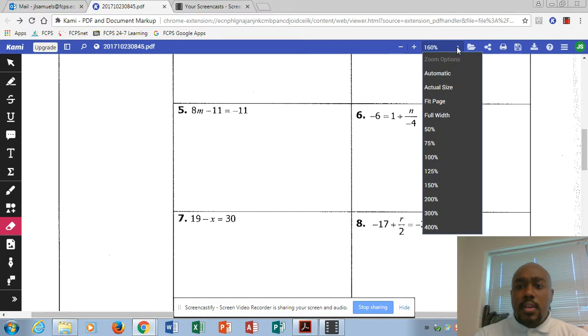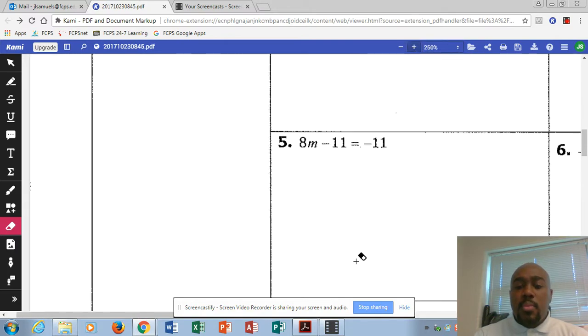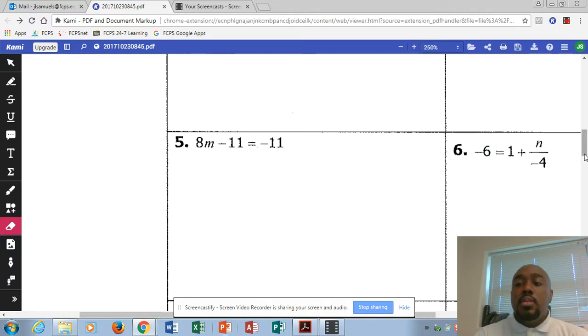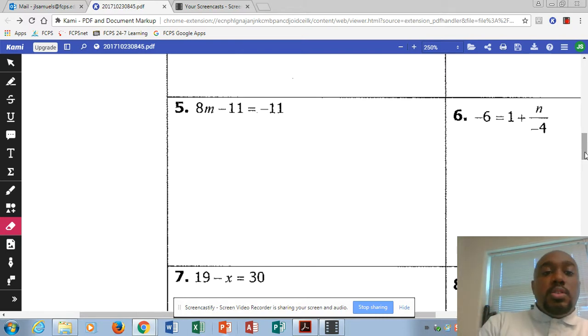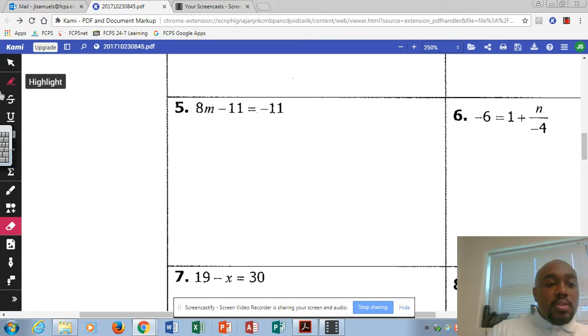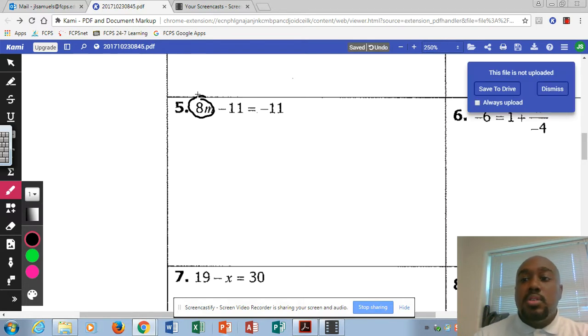The main thing you have to remember when solving equations is that we're trying to undo the operation and isolate the variable. One thing you can do at the beginning of every problem is circle the variable, just to identify that this is the variable. Now we're going to solve this equation.